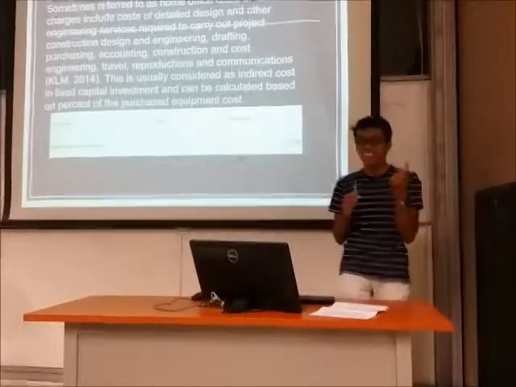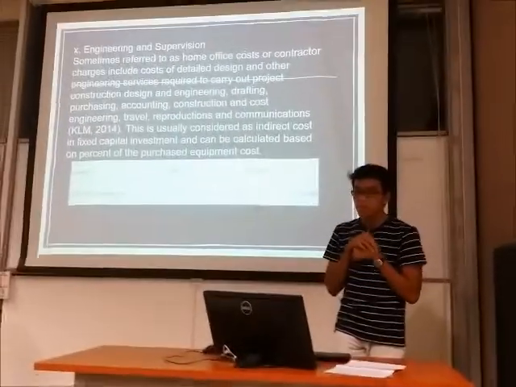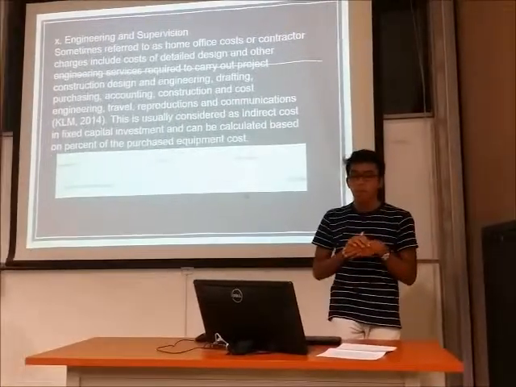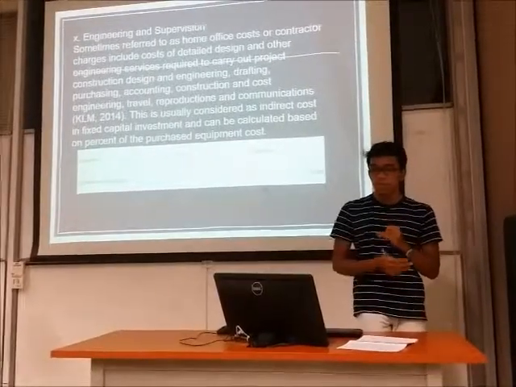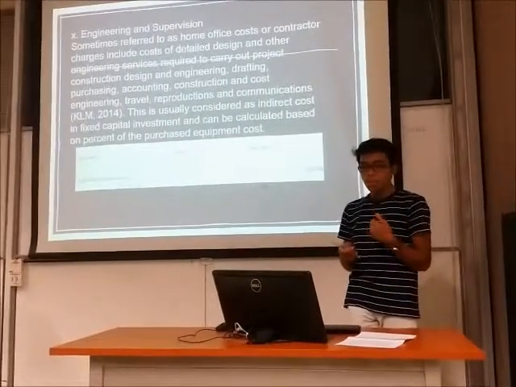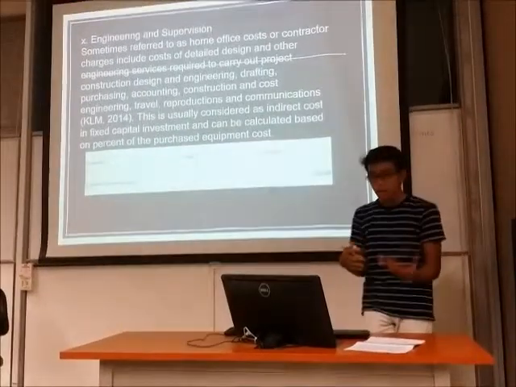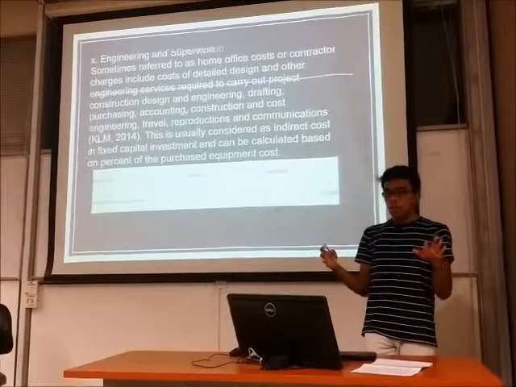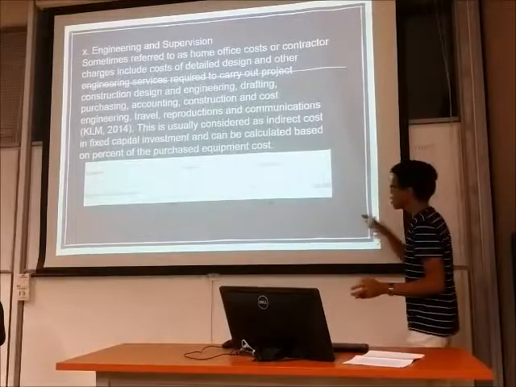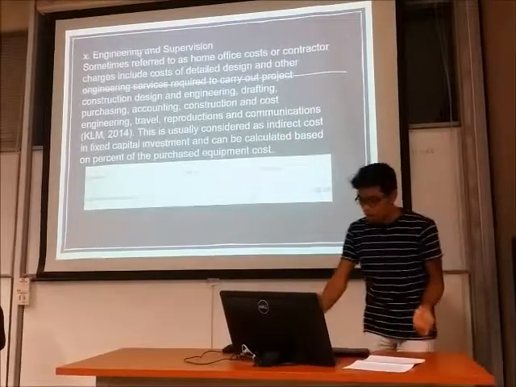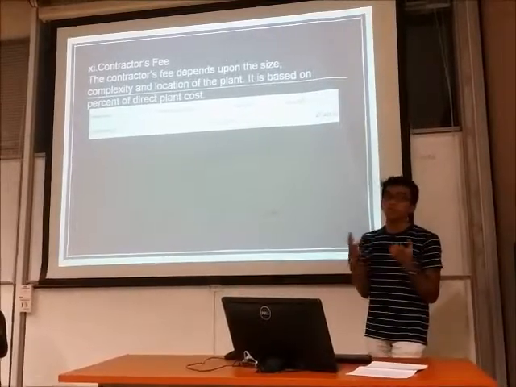Okay, next, engineering and supervision. Engineering and supervision is sometimes referred to as a home office. Cost of contractor charges include cost of detailed design and other engineering services required to carry out the project, constructing, design and engineering, drafting, purchasing, accounting, and travel, reproduction and communication, everything. Okay, it costs us around 120,500 ringgit.